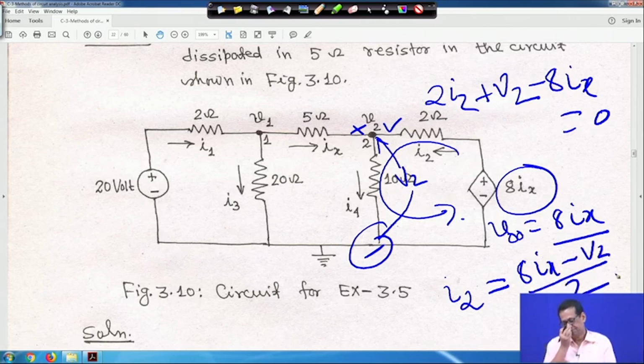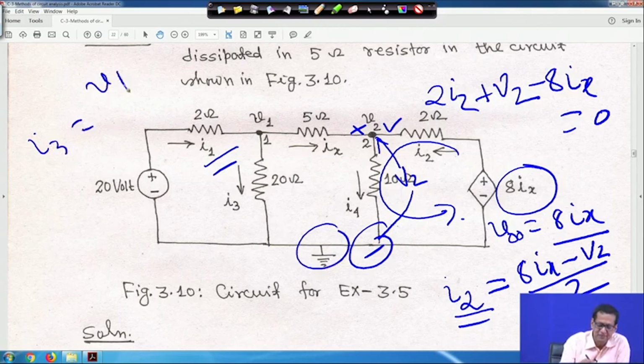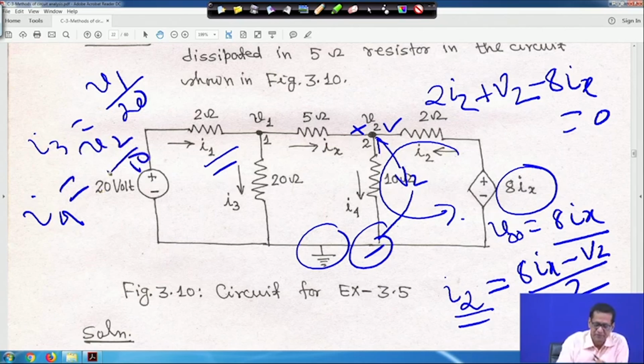Now next you have to find out I3. I1 I told you how to find, I2 also like this. Then I3, this is actually the reference node, and the reference node voltage is 0. So directly you can write I3 is equal to V1 by 20. Similarly, I4 is equal to V2 by 10, that is your I4.